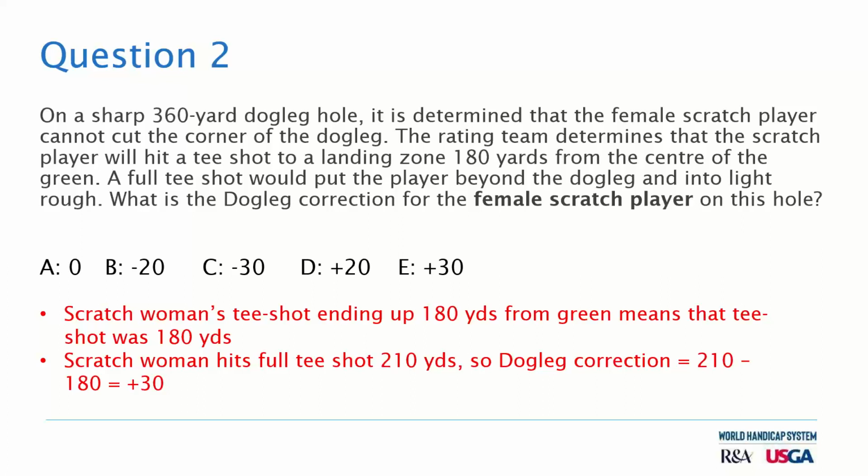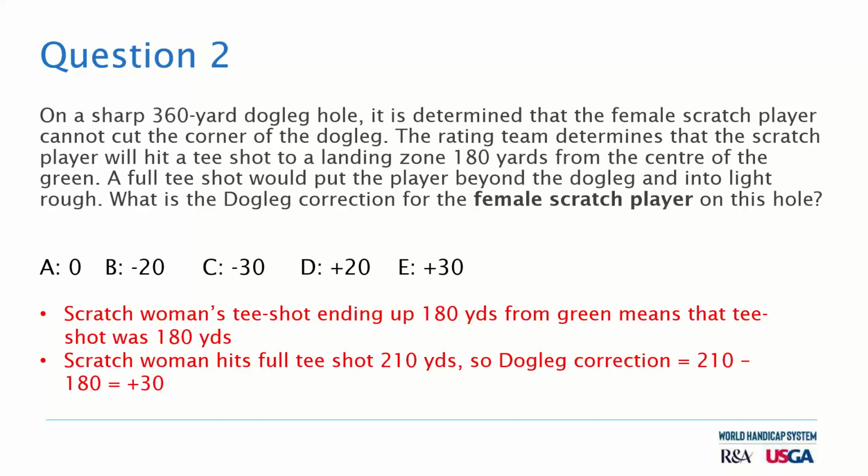That means that her dogleg correction, her normal full shot distance is 210, which would normally leave her at 150, but she's back at 180 yards. So that means this hole is playing essentially 30 yards longer than it would be if it was straight. This is not a forced layup correction.